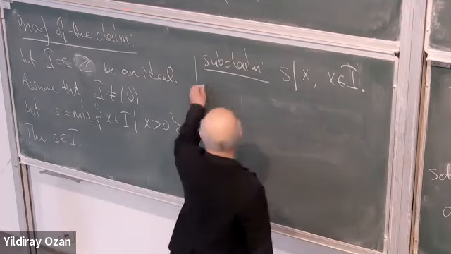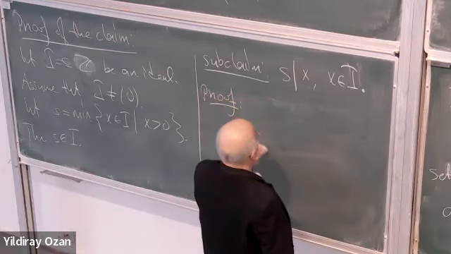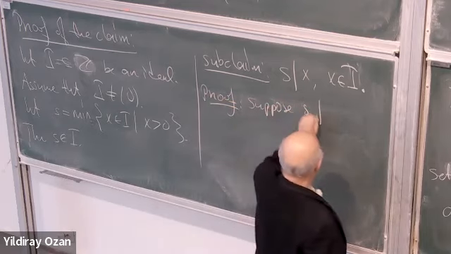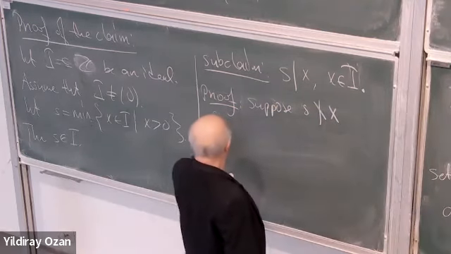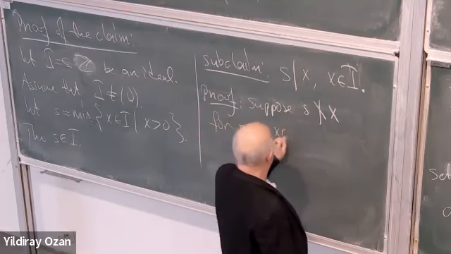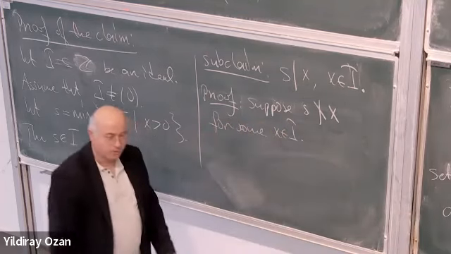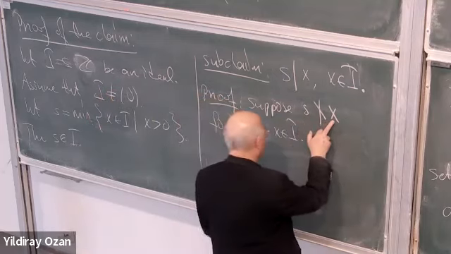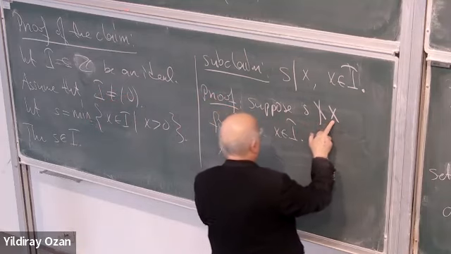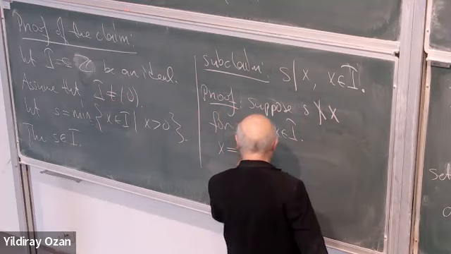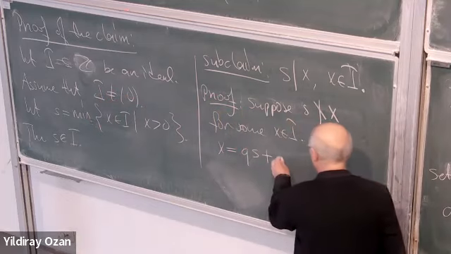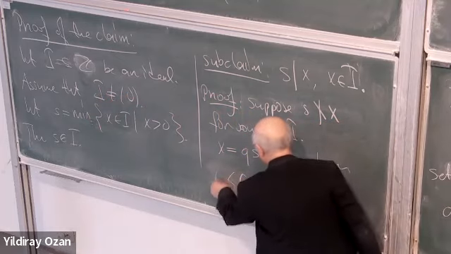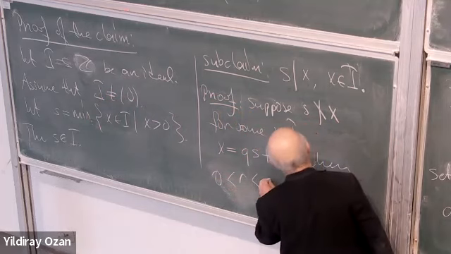Why? Proof: suppose not. Suppose S doesn't divide some x. But then the division algorithm tells us what? If this integer doesn't divide this integer, then I can write the following: x is equal to q times S plus some r, where r is between 0 and S.